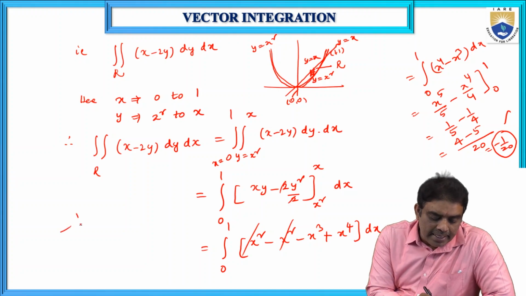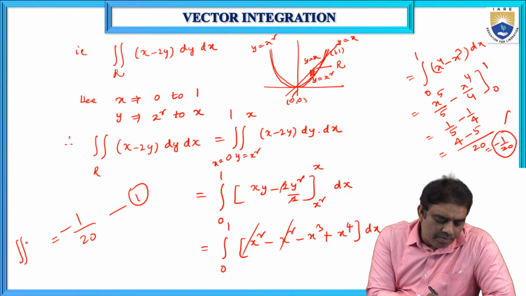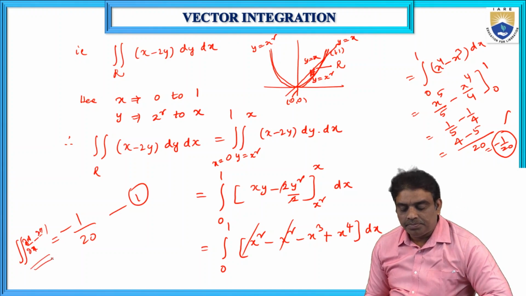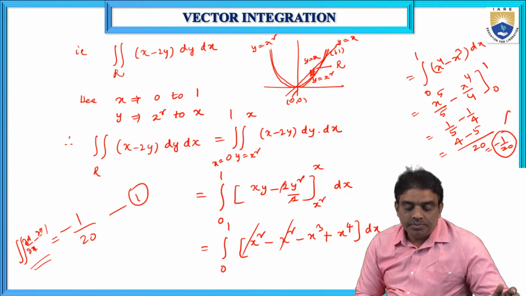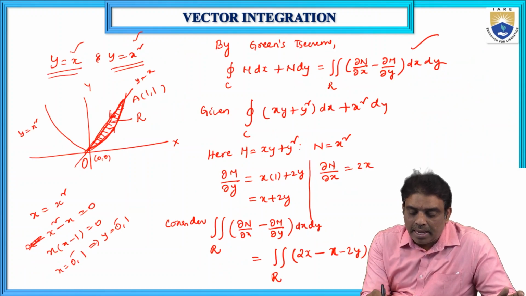So what is the value? Minus 1 by 20. This is the integral of the function dou N by dou x minus dou M by dou y, dx dy. So that is the function. Similarly, we calculate the line integral. What is the line integral? This you have to calculate.